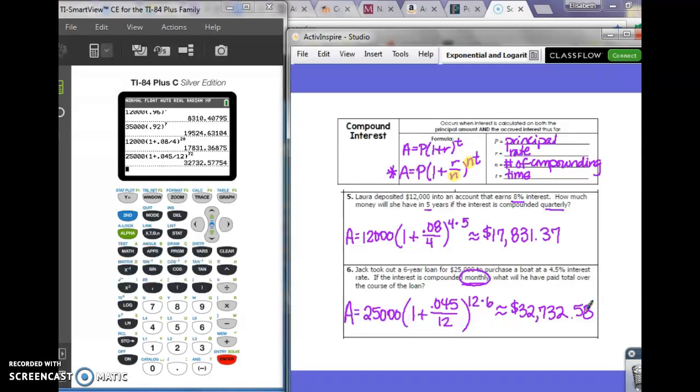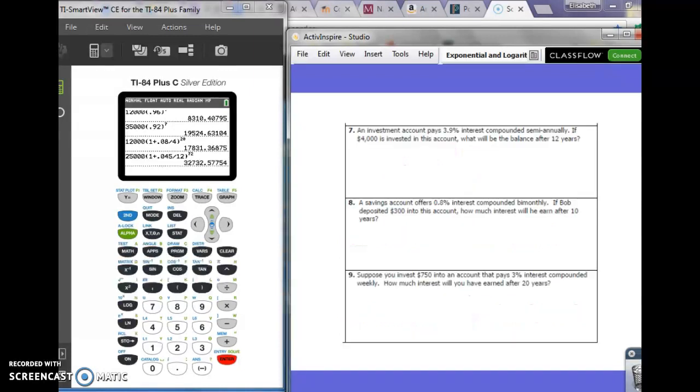So again, each of these problems pretty much is handled in the same manner. It's just making sure you know where the numbers go. Number 7, an investment pays 3.9% interest, compounded semi-annually. Okay, semi-annually means twice a year. If $4,000 is invested in this account, what will the balance be after 12 years?